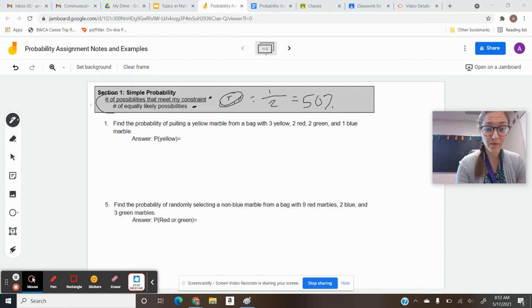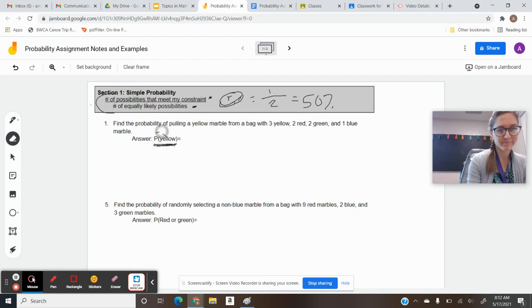All right, number 1, find the probability of pulling a yellow marble from a bag with 3 yellow, 2 red, 2 green, and 1 blue marble. When doing probability, mathematicians like to do this. This is kind of like x equals. You don't have to do anything with the P to the yellow or anything like that. This is just saying what's the probability of pulling a yellow marble. That's all that's saying.